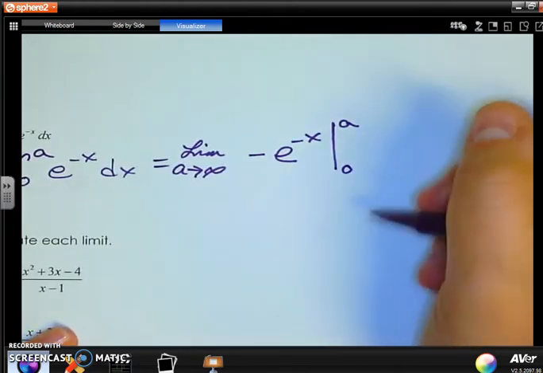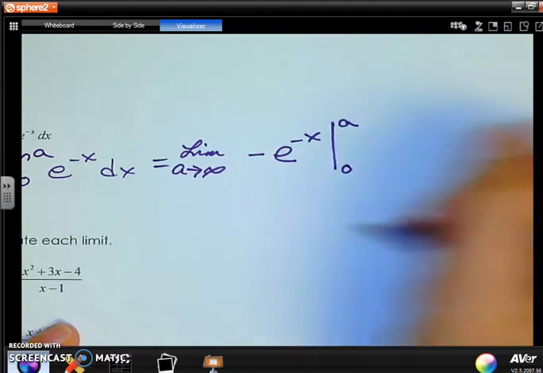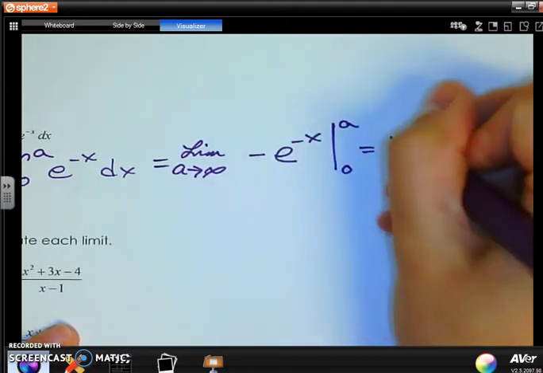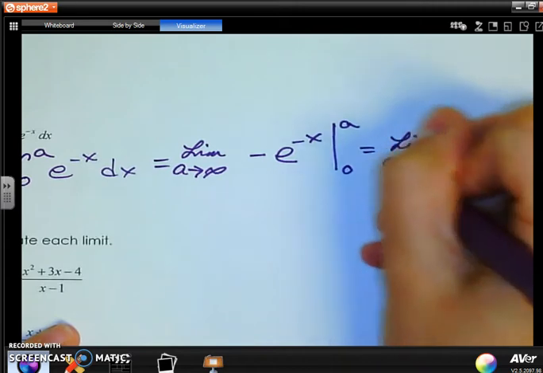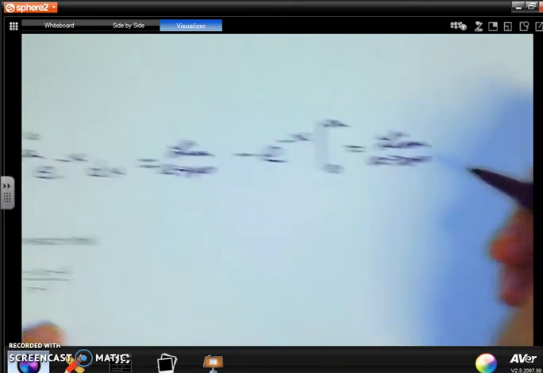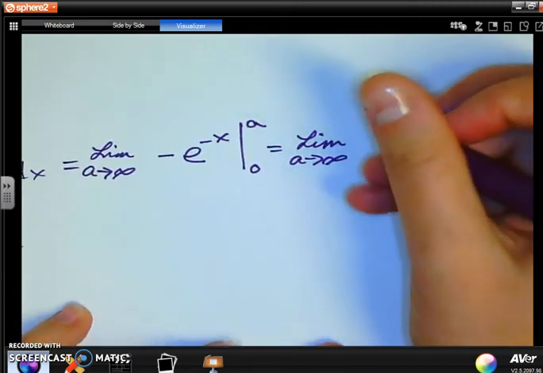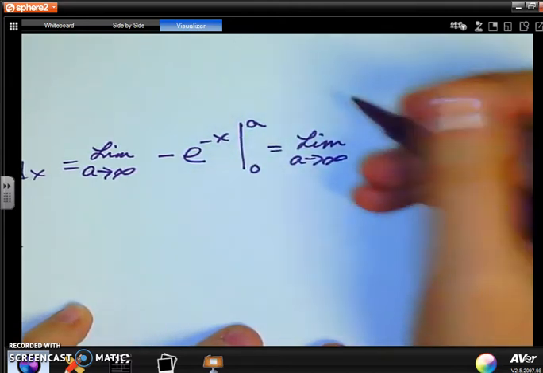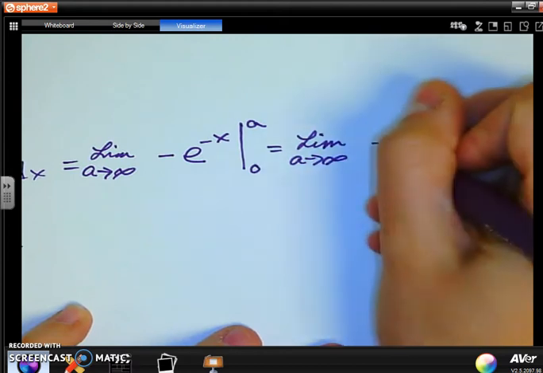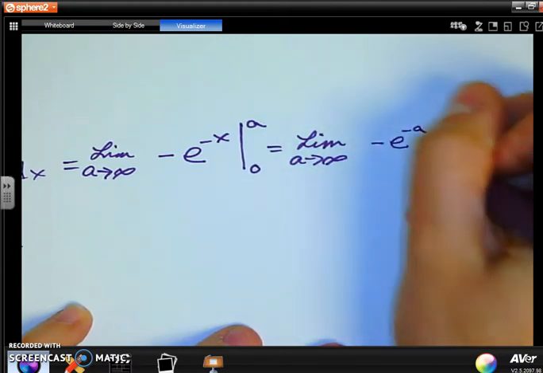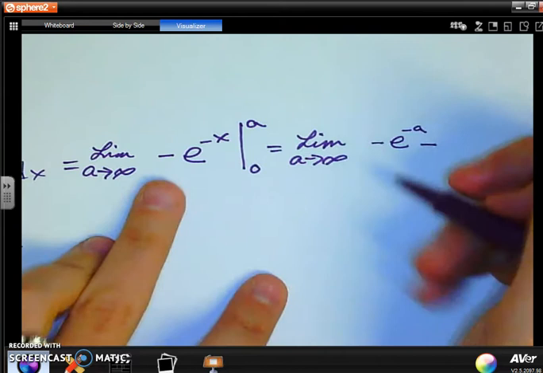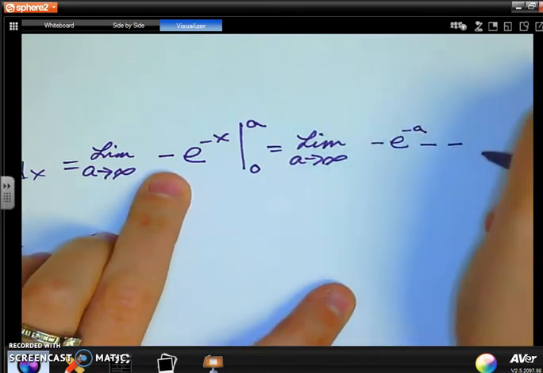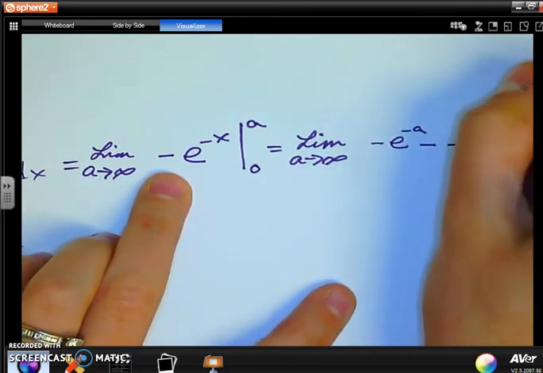Okay. So once we get to there, now I'm going to use my fundamental theorem of calculus. So I still haven't taken the limit. The limit just keeps coming down. I get so sick of writing that limit. But all right. When you plug in here, you plug in an a, so you get negative e to the negative a minus. Then when you plug in again, you get minus e to the 0.